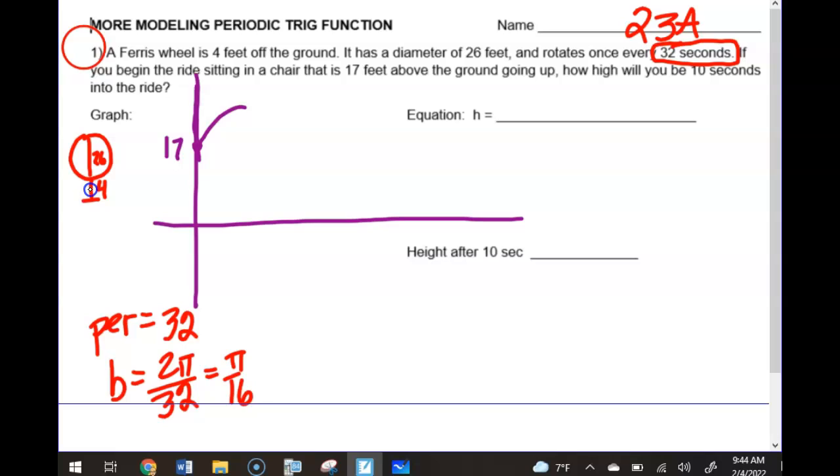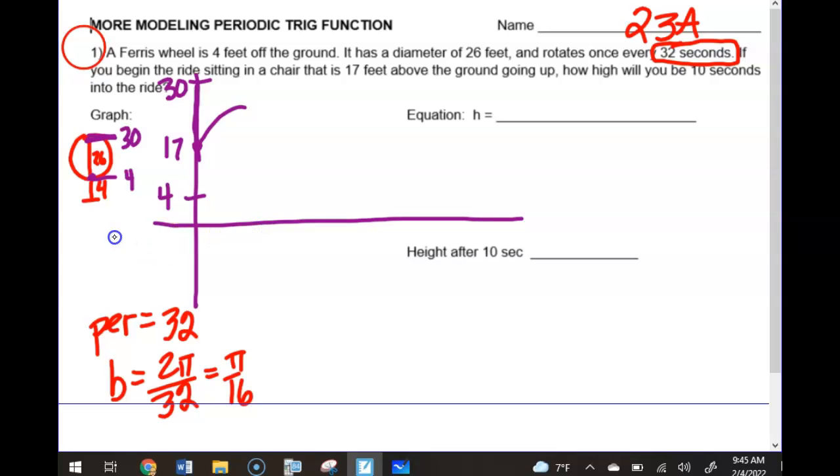Does that help anybody? What is the maximum height you will ever hit? It's 4 feet off the ground, 26 feet across. 30 is the max. What's the min? What was the bottom height? 4. Okay.